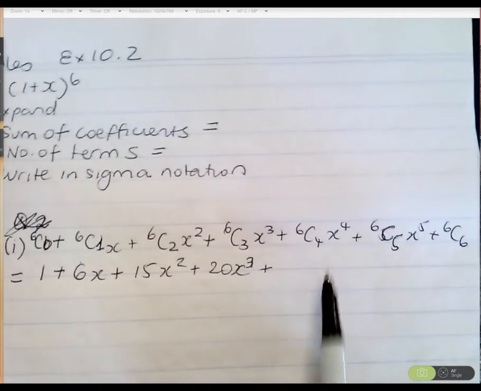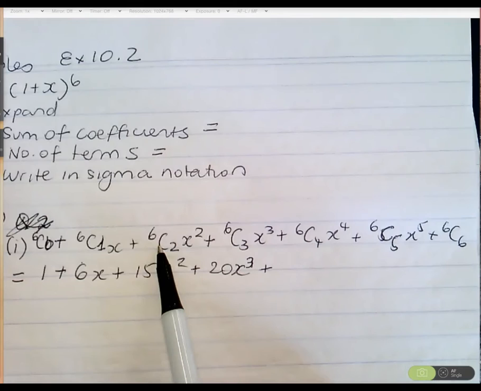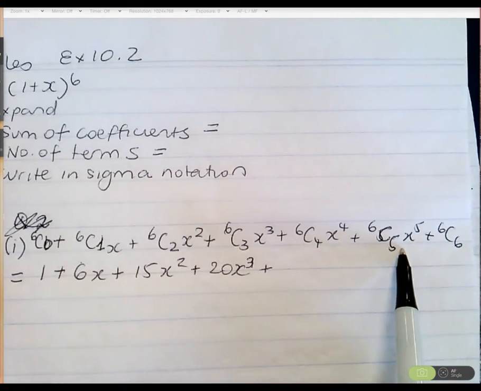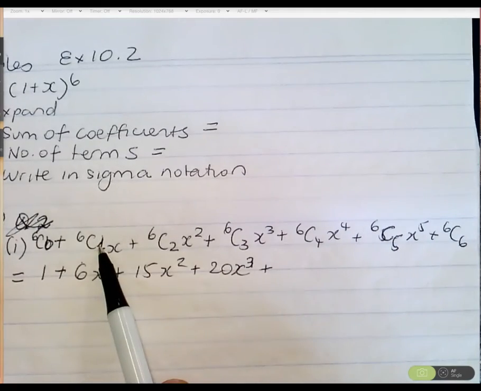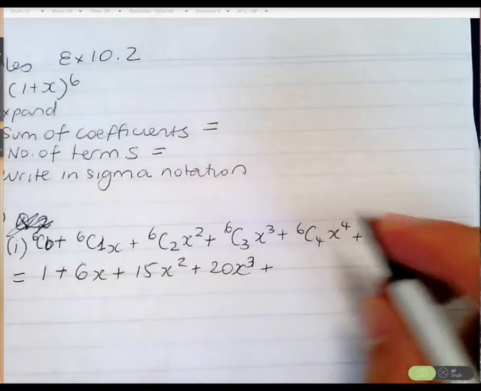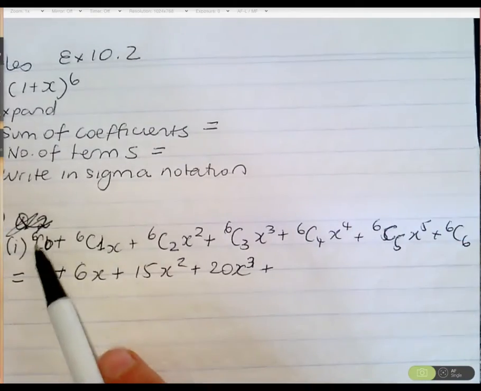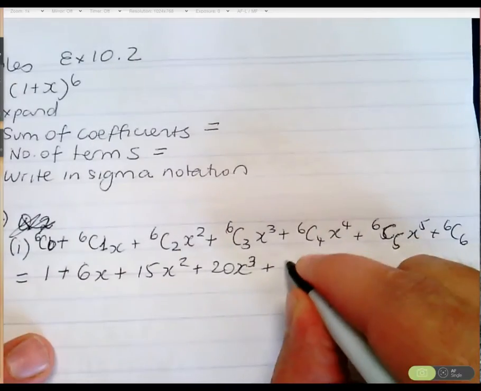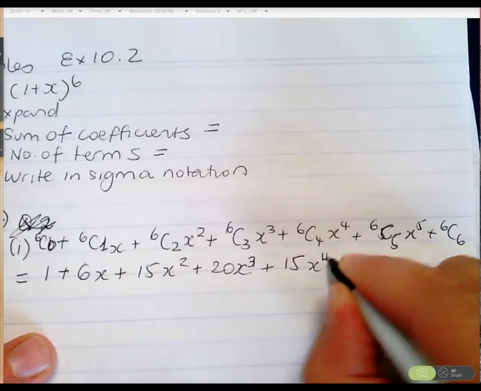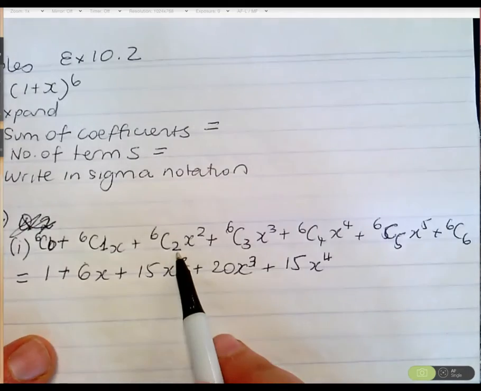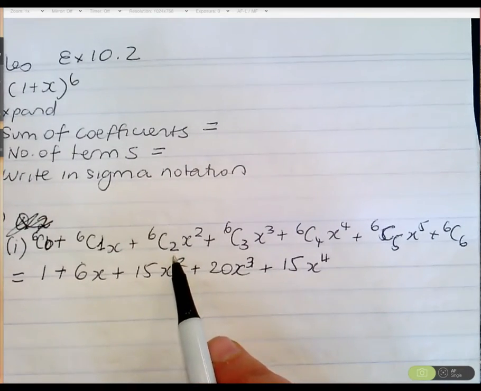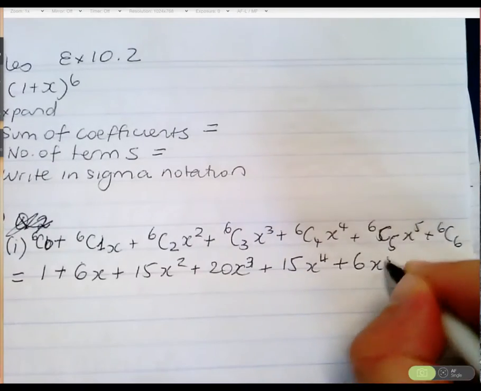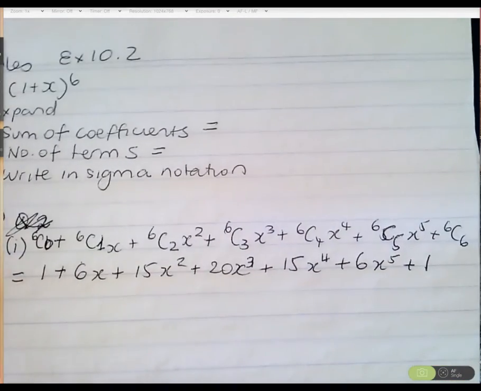See, girls, what was the other rule? That 6C4 is the same as 6C2. Do you remember that? Because 4 plus 2 is 6. 6C5 is the same as 6C1. So it's not 1 plus 6x plus 6x, no, it's 6C0 plus 6C1 x plus 6C2 x squared. Now this is 15 again because 6C4 is the same as 6C2. Do you remember that from last lesson? 6C5 is the same as 6C1, and 6C6 is the same as 6C0.